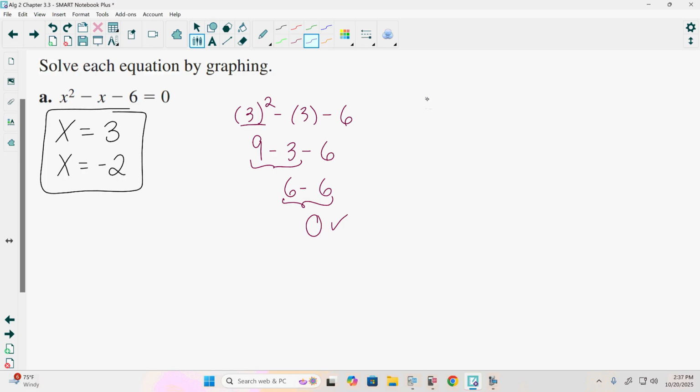We can do the same thing with negative 2. Negative 2 squared minus negative 2 minus 6. Well, negative 2 times negative 2 is going to be positive 4. Our negative 2 is going to be positive 2, minus 6. Our 4 plus 2 is 6, and 6 minus 6 is indeed 0. So our two solutions are 3 and negative 2.